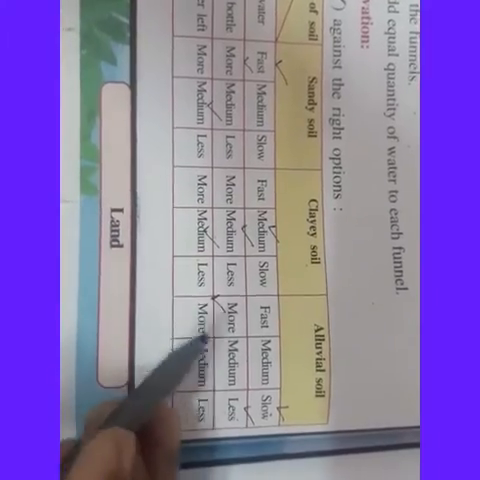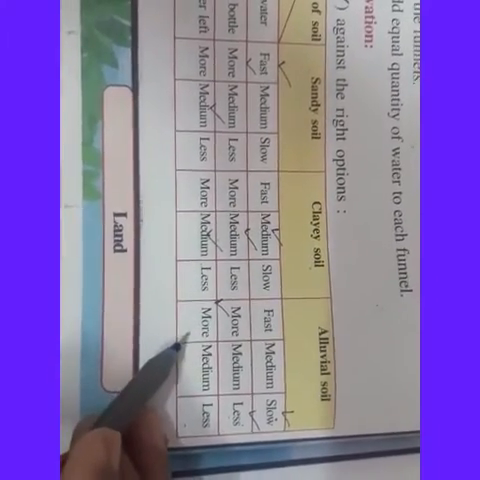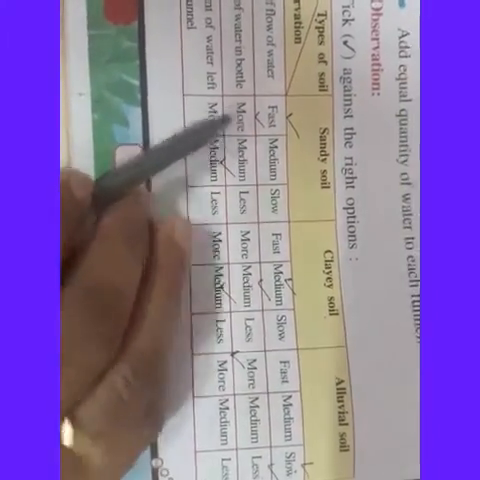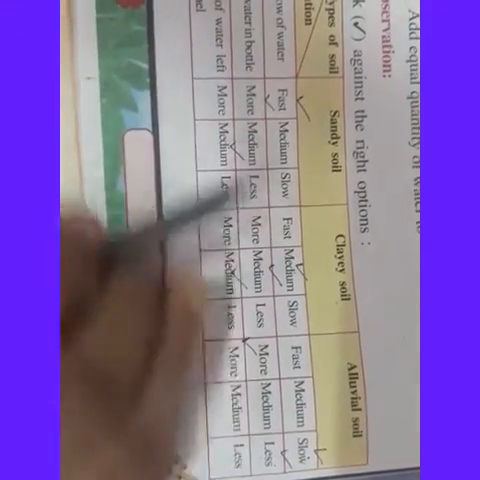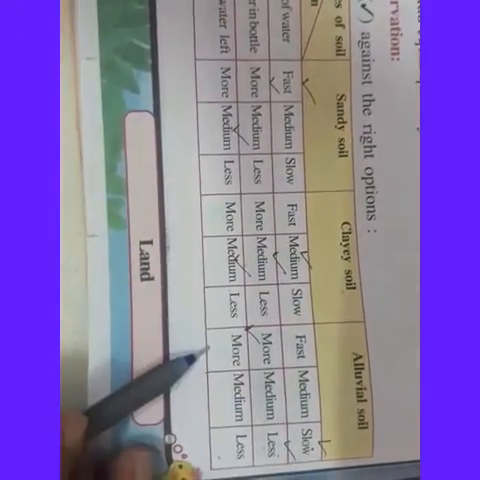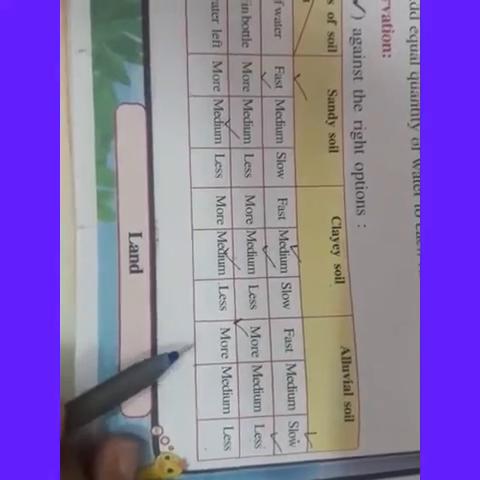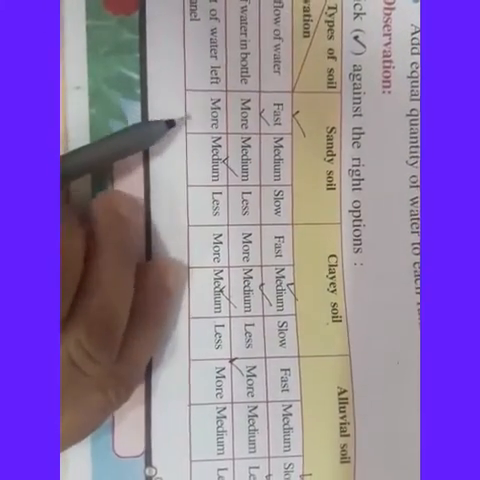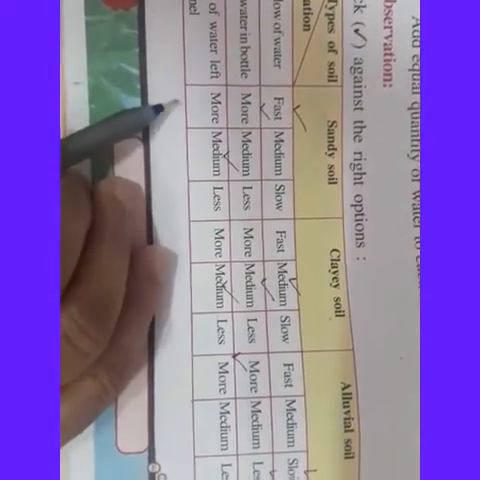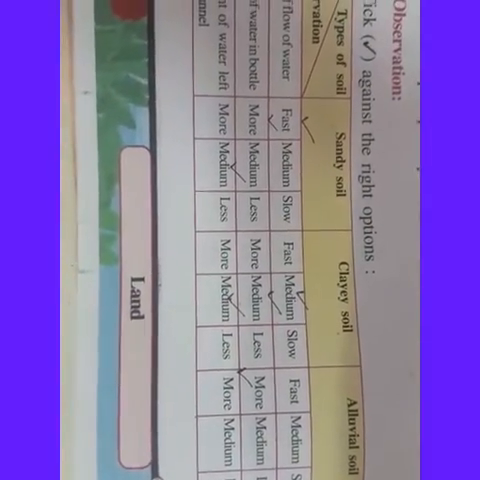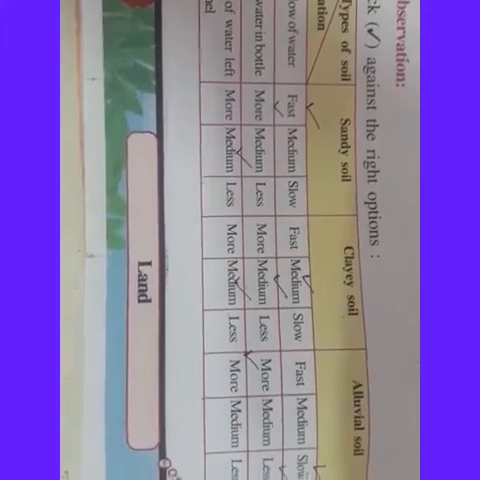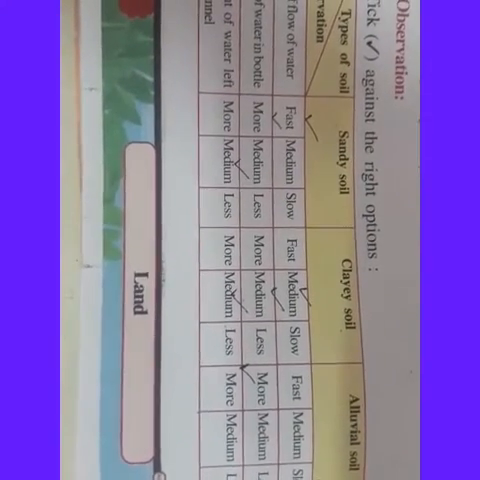That means it can retain water for a longer period of time compared to the sandy soil and clay soil. In comparison with sandy and clay soil, water stays longer in alluvial soil, and the soil that can hold water for the least time is the sandy soil. Water is absorbed in it for a very short time, because the sand particles are quite large, so it cannot retain much.